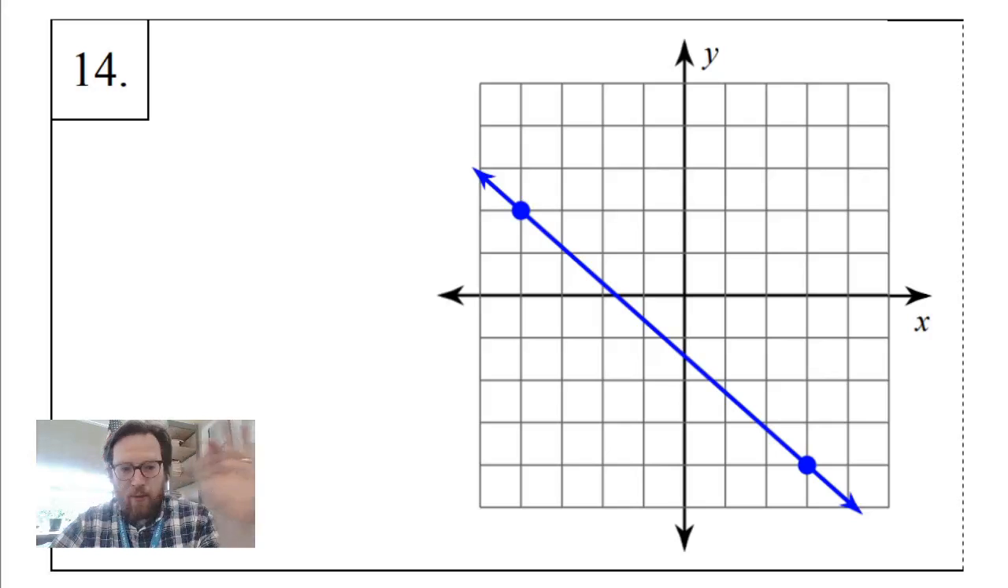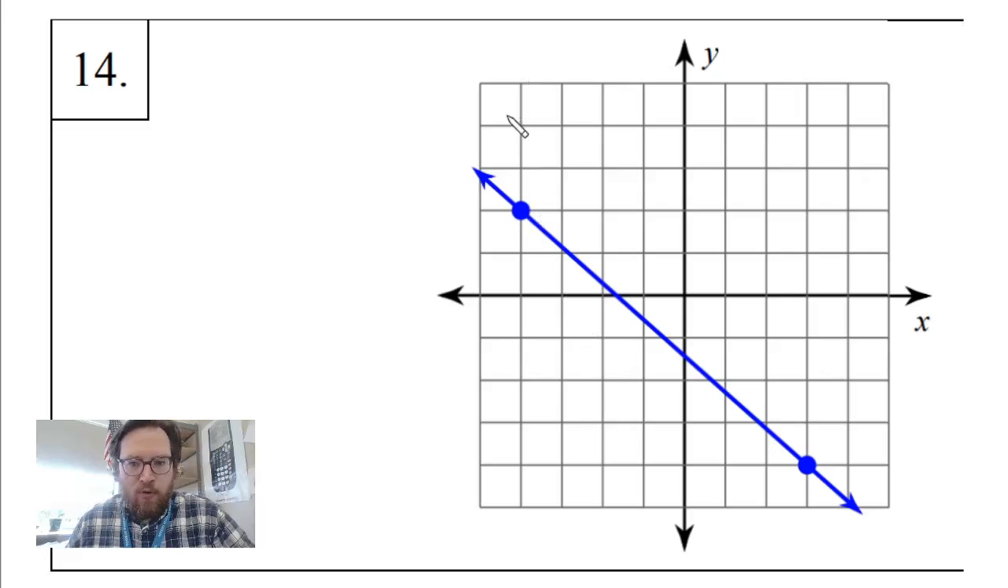Okay, this one I know just by looking at it, it's going to be negative because it goes down from left to right. We always look at a line from left to right, and this one's going down from left to right, so I know it's going to be negative. And then we start with the point that's furthest to the left. So we start with this point, and then we got to count how much we go down and how much we go over left to right.